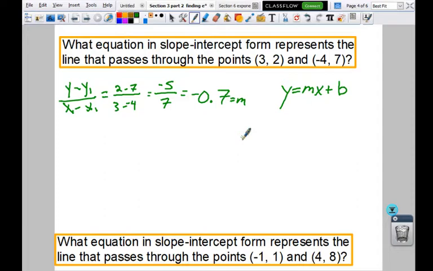Even though it really doesn't matter, to be consistent, let's always use the first point, just to make it a little easier. Just use your first point, plug in x and y, plug in m, and solve for b.